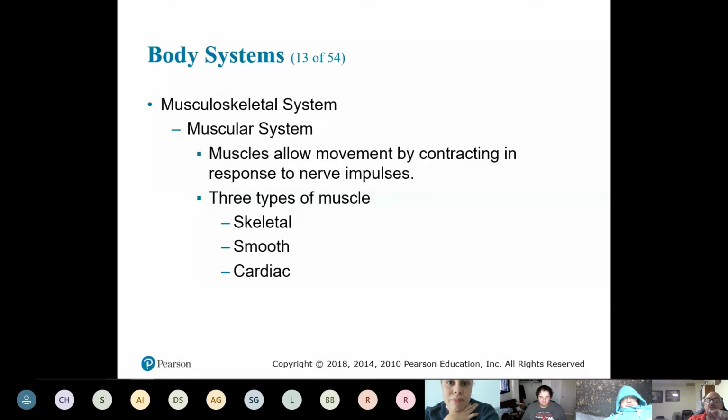But there's another unique feature about cardiac muscle. Anybody know what it is? Starts with an A. It was in your reading.